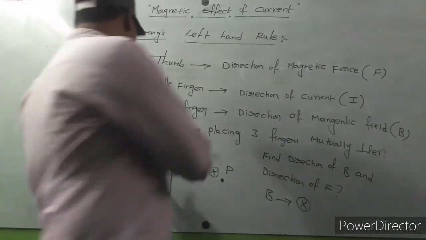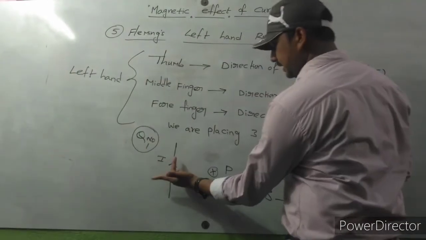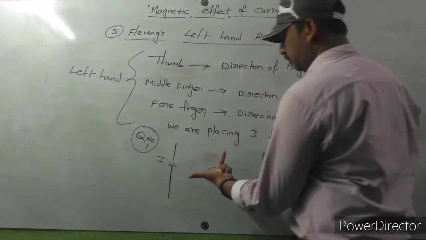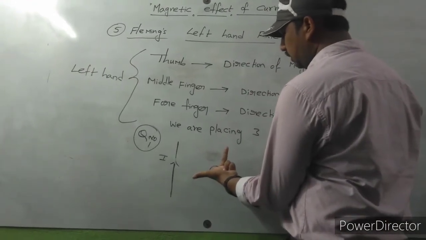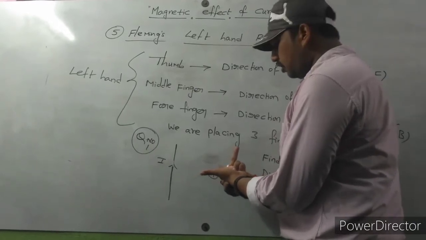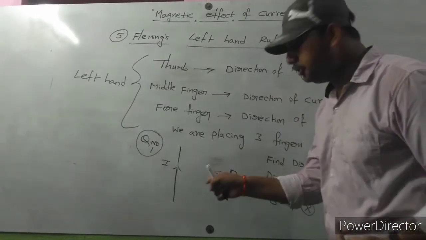Am I right? Middle finger is this. Middle finger indicates direction of current. And forefinger indicates direction of magnetic field. Observe carefully. Forefinger indicates direction of magnetic field. Magnetic field is into the face.